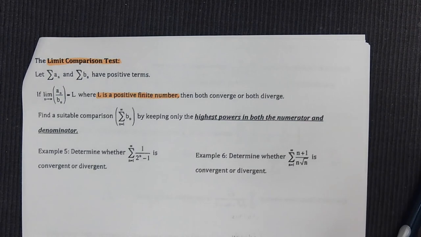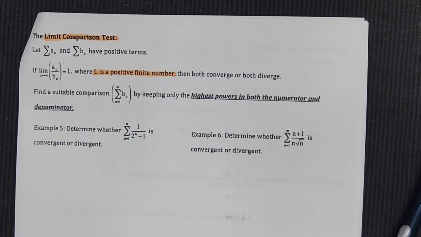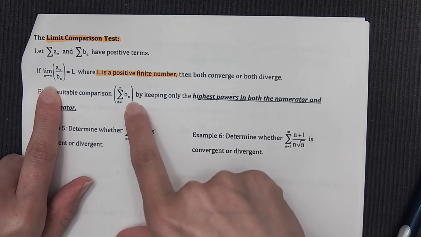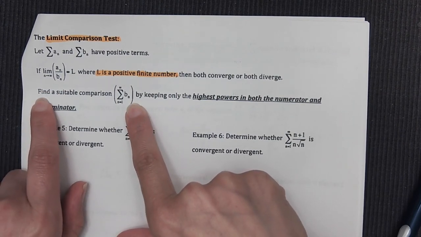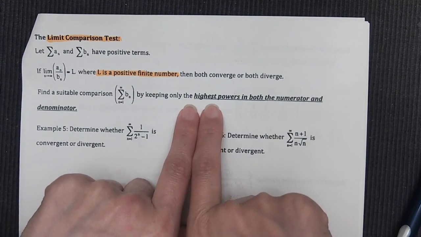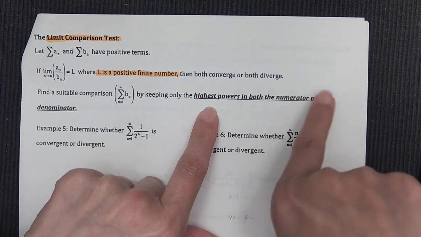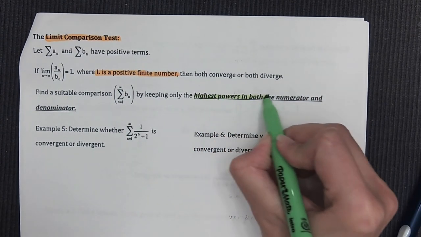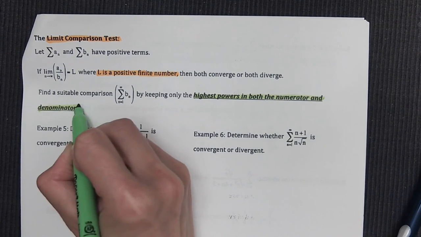With the example, so you understand much better. Then why this one makes it easier is, I will show you how to find the b_n quickly. Find the b_n by keeping only the highest power of both the numerator and the denominator.